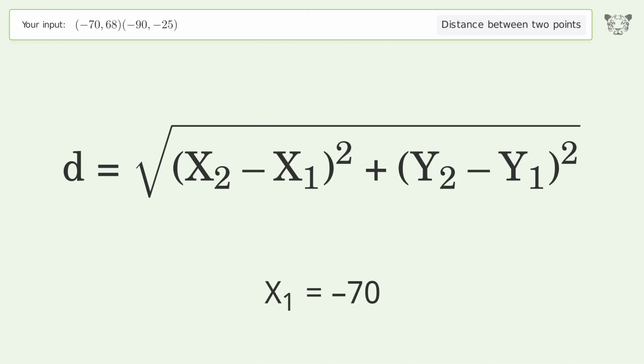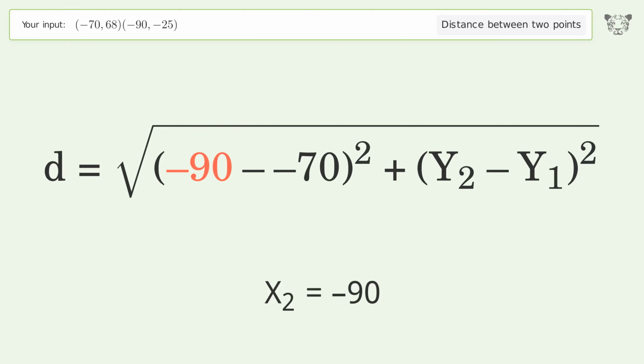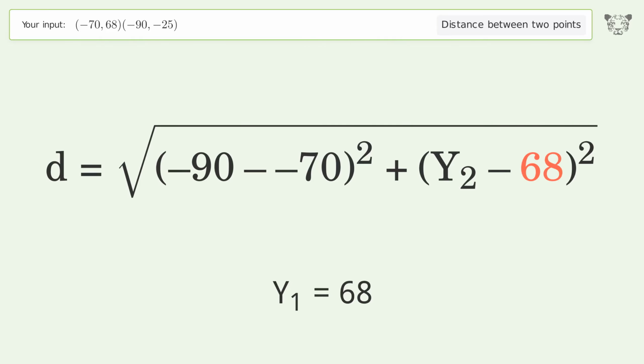x1 equals -70. x2 equals -90. y1 equals 68. y2 equals -25.